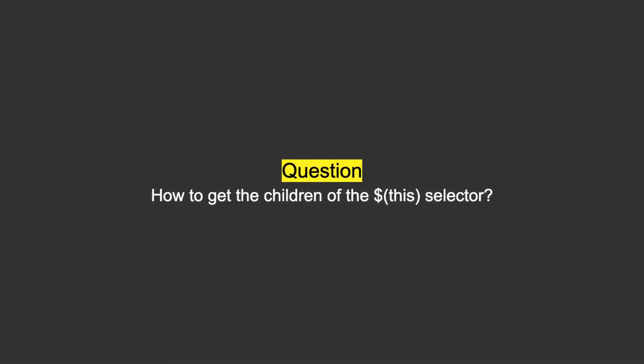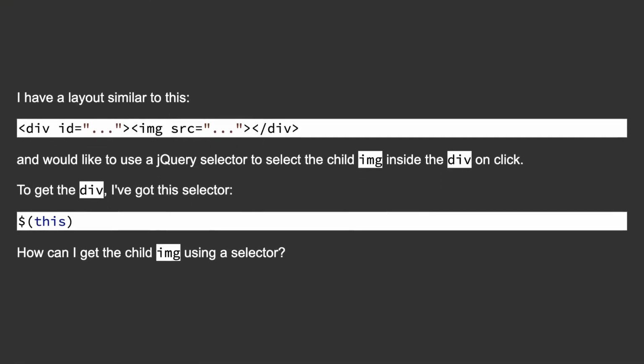How to get the children of the this selector. I have a layout similar to this, and would like to use a jQuery selector to select the child img inside the div on click. To get the div, I've got this selector. How can I get the child img using a selector?